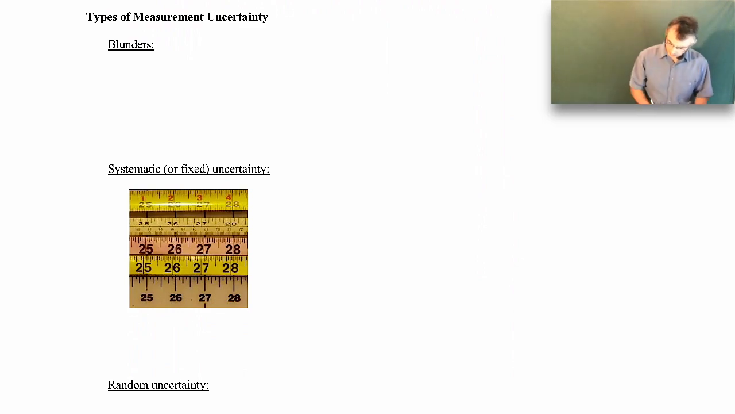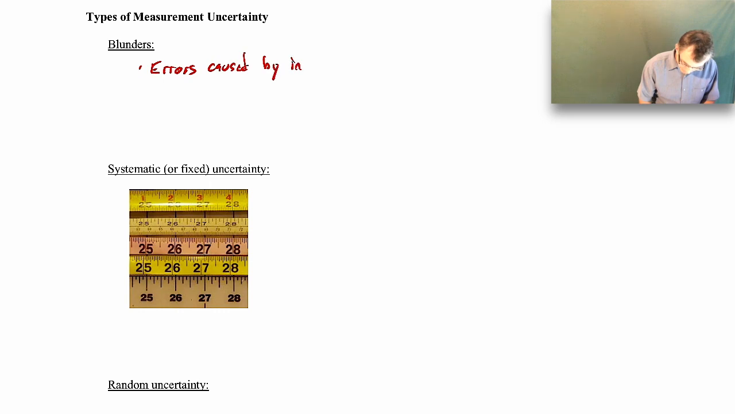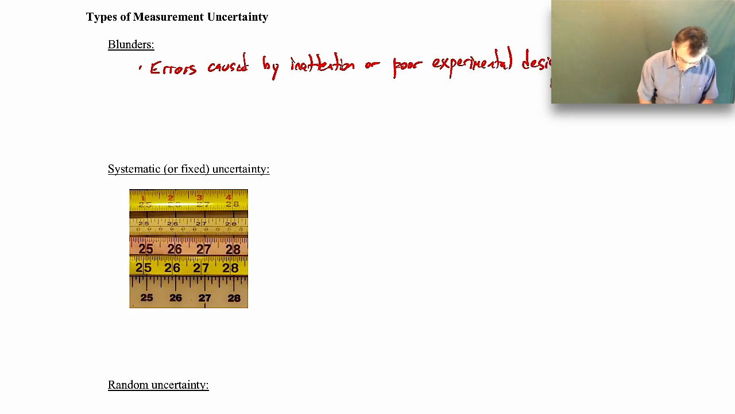So let's make a note of that. So blunders are errors caused by inattention, like reading the wrong gauge, or poor experimental design. These can be avoided.